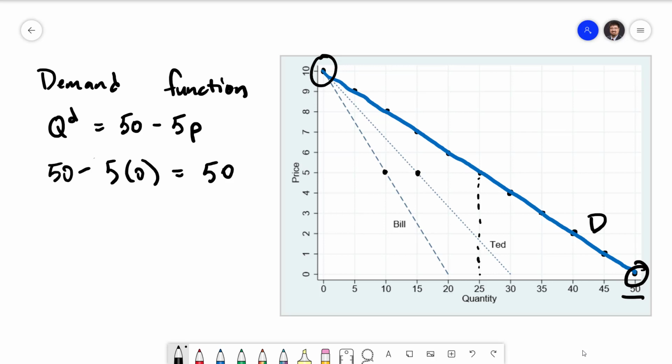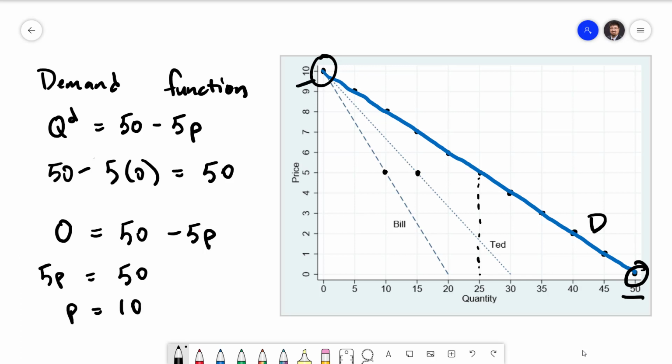To get the price intercept, we need to think, how high would the price have to be to get the quantity demanded all the way down to 0? So we can plug in 0 for the QD in QD equals 50 minus 5P. Just do a little bit of algebra here by adding the 5P over to both sides, dividing both sides by 5, we get P equals 10, and that is exactly what we see here. Once we know those 2 points, mark those off on your graph, draw the line between them.